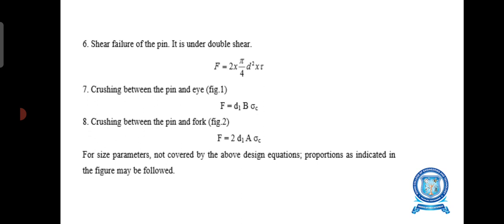Shear failure of the pin, which is under double shear: F equals 2 into pi by 4 into d1 squared into tau. To find the crushing between the pin and eye, F equals d1 into B into sigma C. Crushing between the pin and fork: F equals 2 into d1 into A into sigma C. For size parameters not covered by the above equations, the proportions indicated in the figure may be followed.